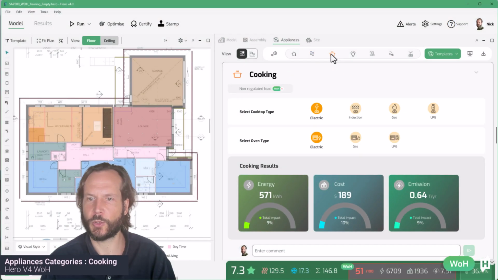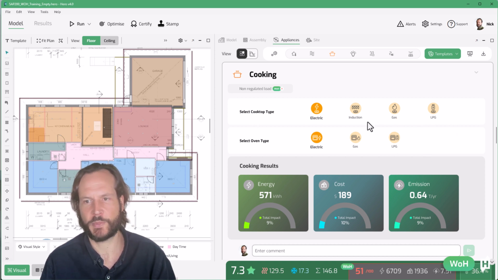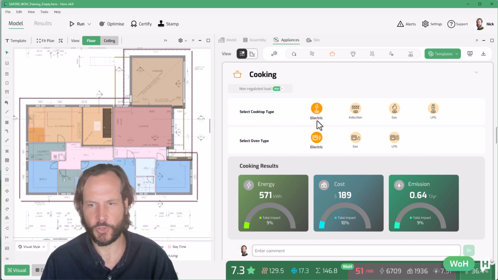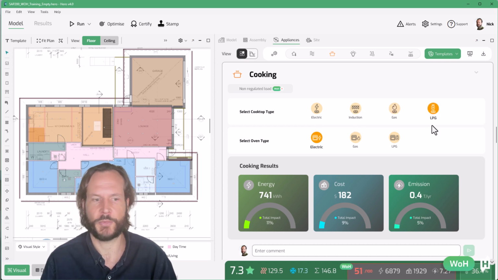Okay, moving on to cooking. Cooking is a non-regulated load in that it doesn't contribute to your whole home rating, but does contribute to the energy cost and emissions. You only need to select your cooktop type and the oven type. There's 4 cooktop types available in Hero. Electric, which is like an electric and element cooktop, but also for things like halogen cooktops. We then have induction cooktops, gas cooktops, and LPG gas cooktops. And then you have electric, gas, or LPG ovens.